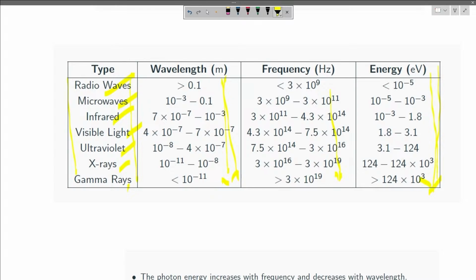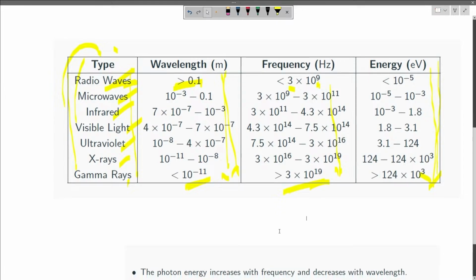We can see that the least energy is that of the radio waves, which have a much higher wavelength, much higher than 0.1 meter, a frequency of less than 3 × 10^9 hertz, and energy less than 10^-5 electron volt. And the gamma rays have the least wavelength, of the order of less than 10^-11 meter. They have higher frequencies, 3 × 10^19, and the highest energies, of 1.24 × 10^3 electron volt.